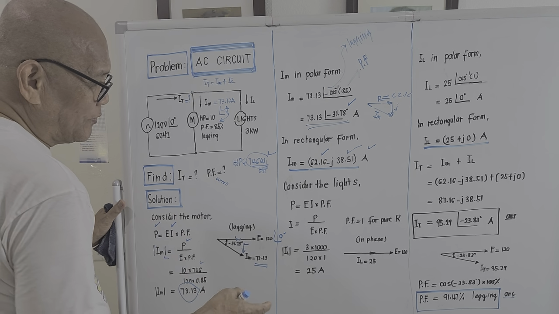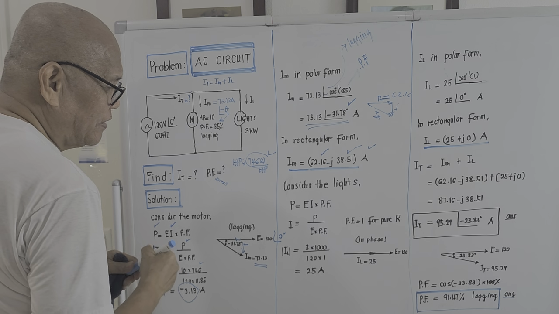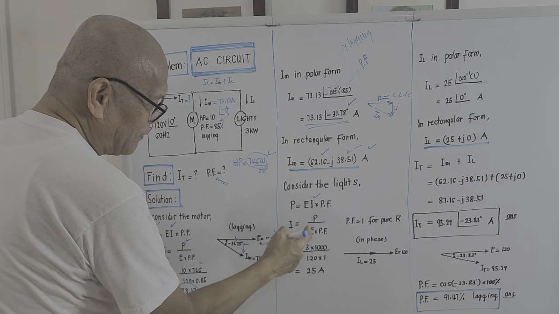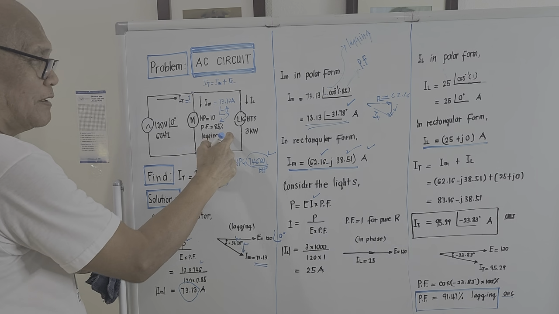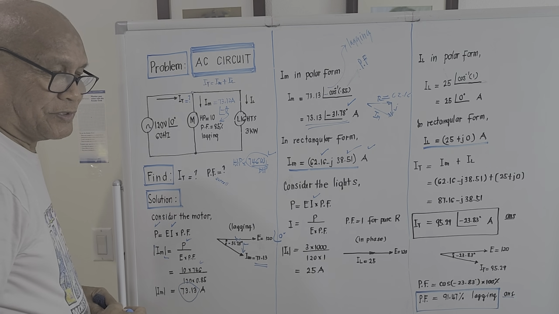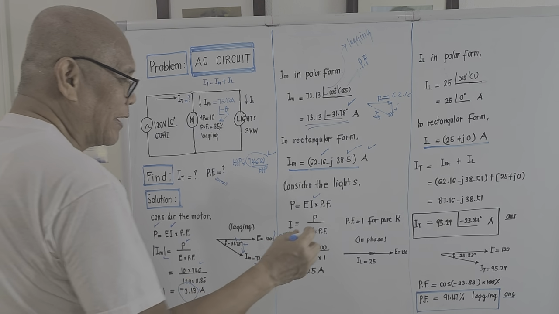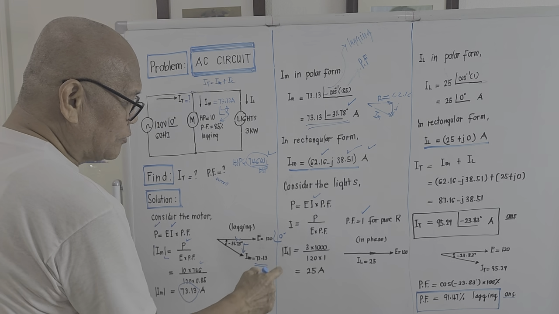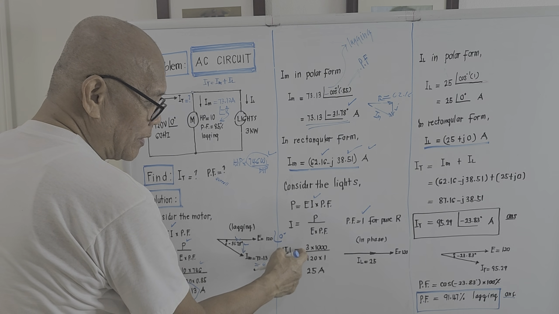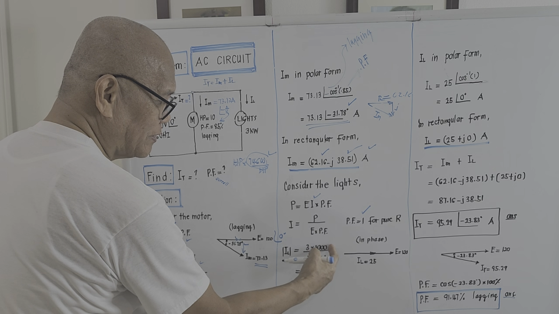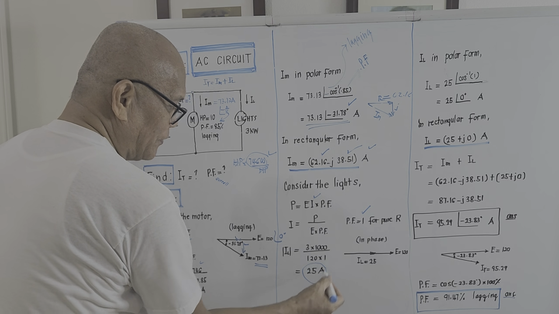Again, we still use the formula power is equal to EI times power factor for an AC circuit. And if we compute for I, it will be P, the true power, over E times power factor. The power factor of the lights is not given, but if it is a pure resistance load, the power factor will be 1. So the absolute value of the current IL is 3 kilowatts, converting it to watts times 1000, over the applied voltage 120 times 1. What will come out will be 25 amperes.